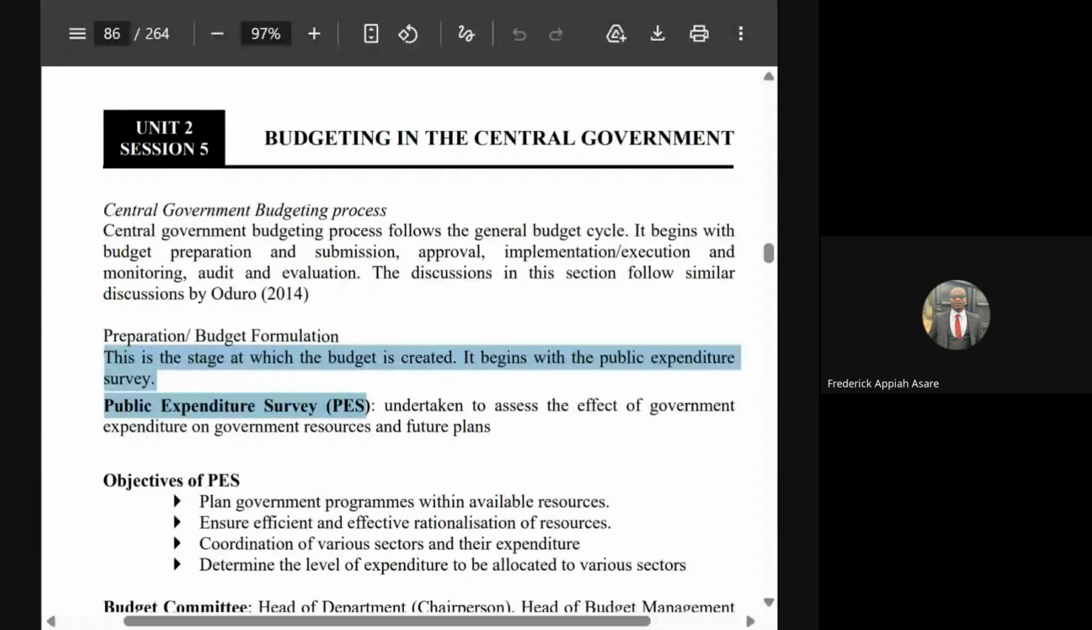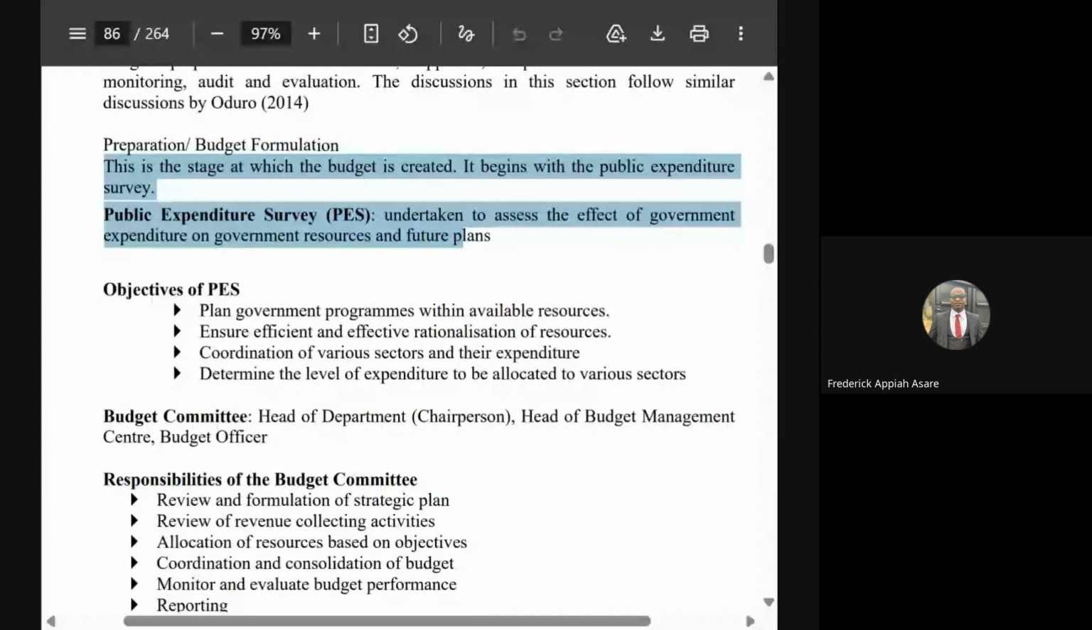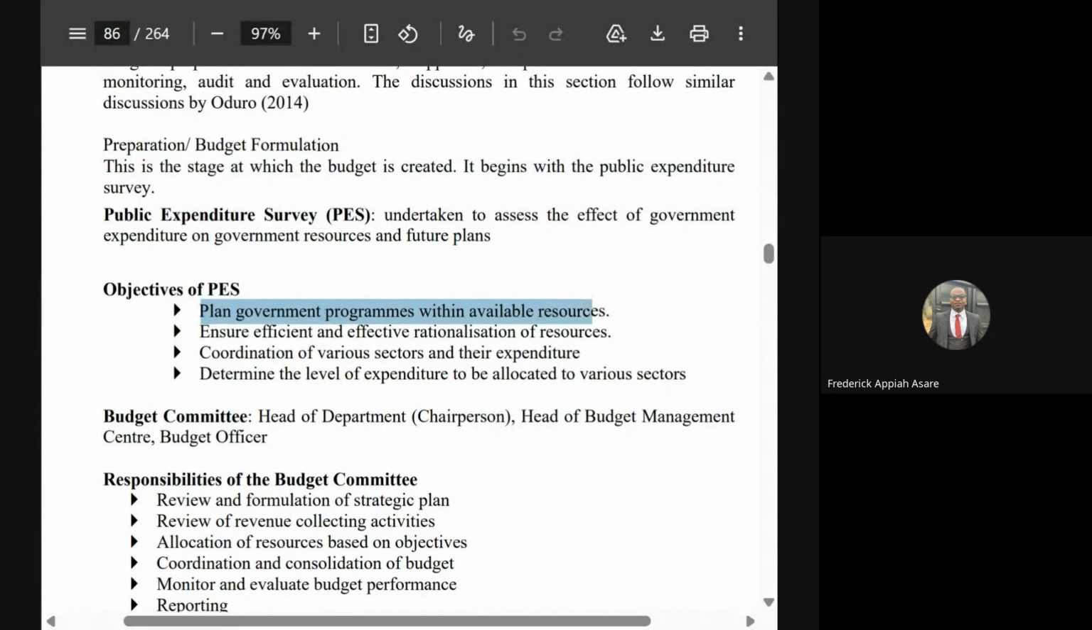So they will do the public expenditure survey where they will go around asking people on the expenditure on government resources and future plans. And the objective of the public expenditure survey is to plan government programs within available resources, ensure efficient and effective rationalization of resources, coordination of various sectors and their expenditure. They also determine the level of expenditure to be allocated to various sectors.